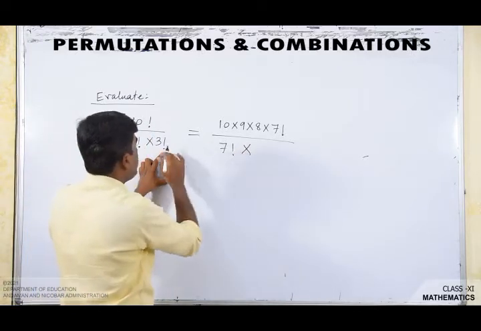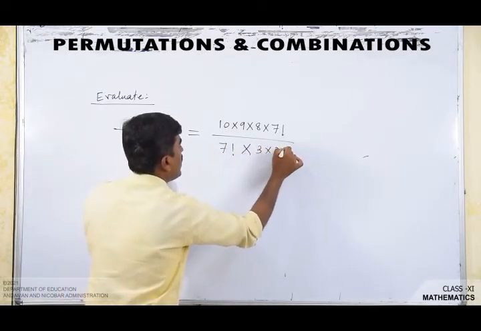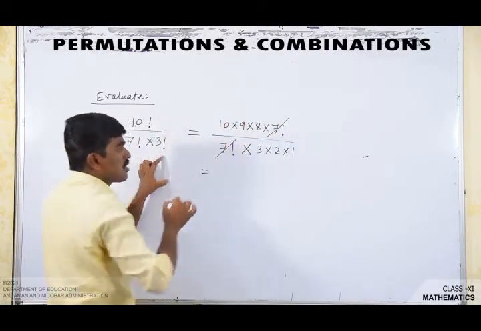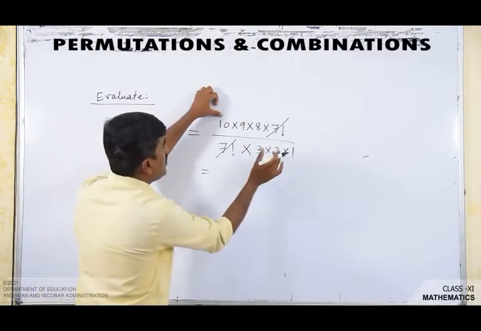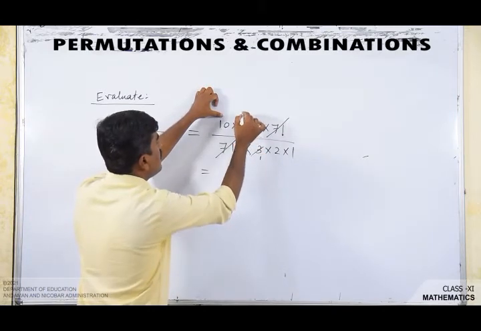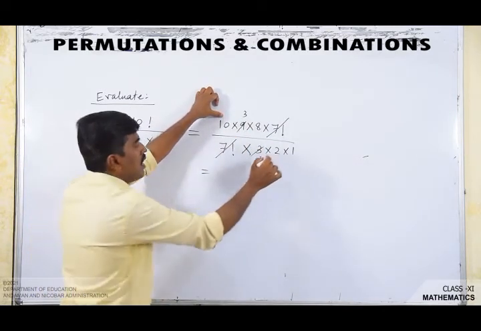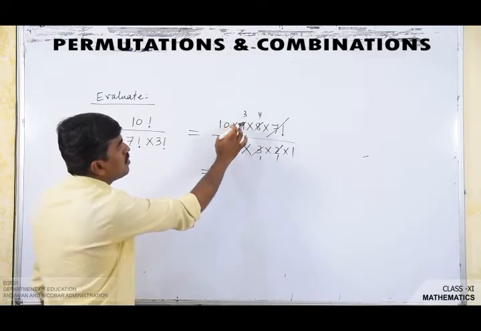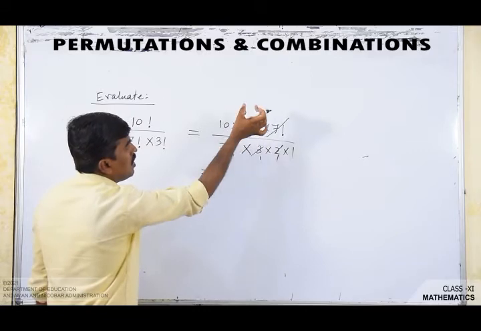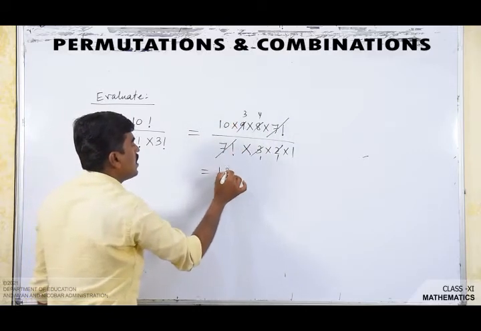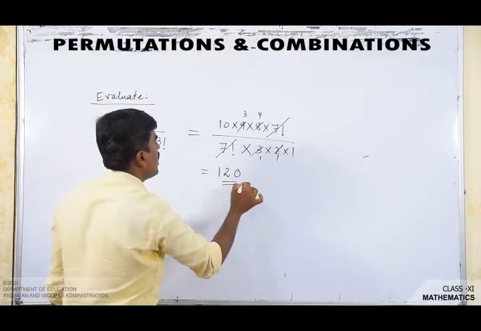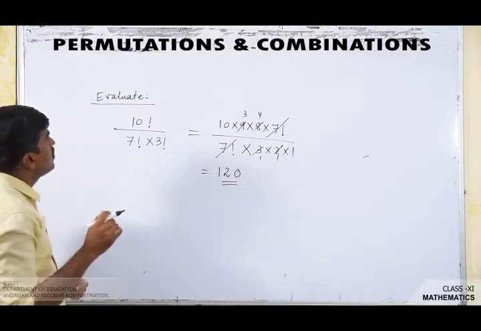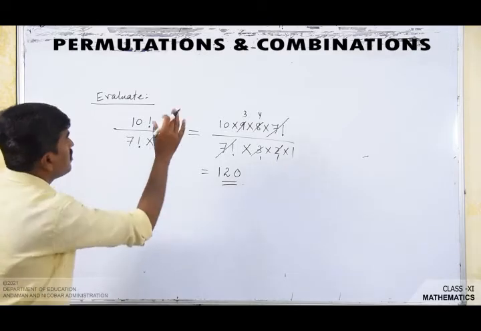So what is the value of 3 factorial? It is 3 into 2 into 1. Now here the 7 factorial is cancelled out. Now it is 10 into 3 into 4, so it is 12 into 10. So it is 120. So here the answer is 120. Now let us move on to the next question.